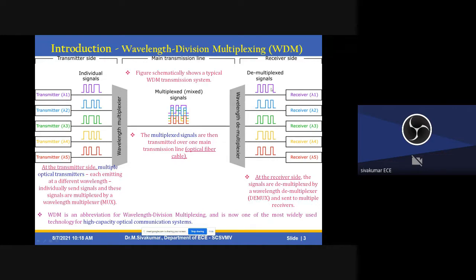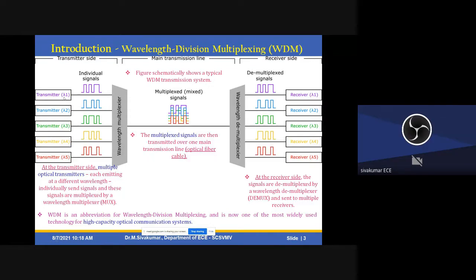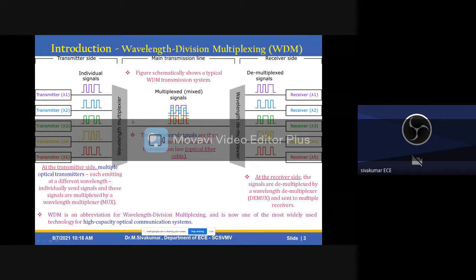On the receiver side, it demultiplexes signals at lambda 1, lambda 2, lambda 3, lambda 4, lambda 5. For example, in this experiment, for lambda 1 you choose 1510 nanometer, and for lambda 2, 1530, 1550, 1570, etc. In this manner, you combine the different wavelength channels and apply them as input to the wavelength multiplexer. That is a WDM 4x1 multiplexer.